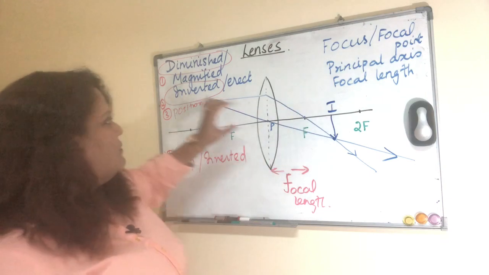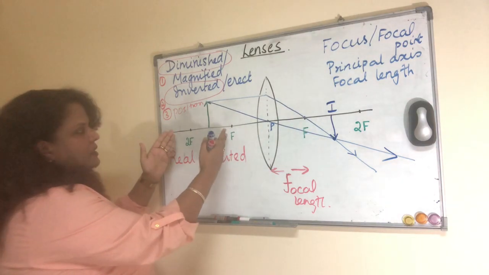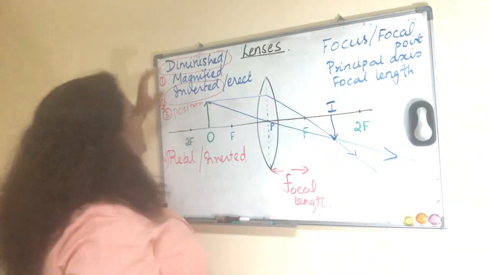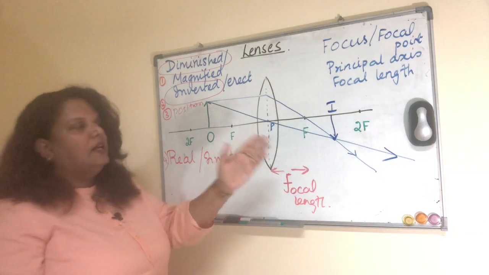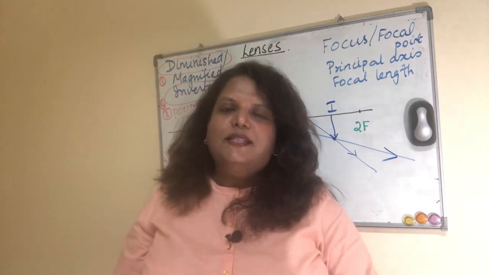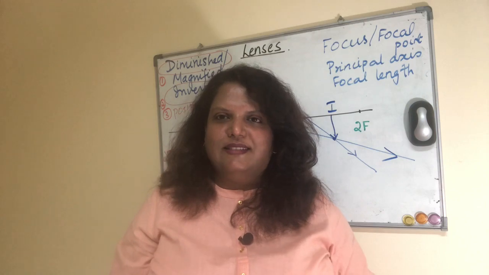So see, where did I place the object? It is between F and 2F. Alright, the object is between F and 2F. I constructed the image and I have picked up four different characteristics for the image by looking at the image itself. Okay, there's one example. In the next video, I'll discuss a different position of the same convex lens. See you in that video.